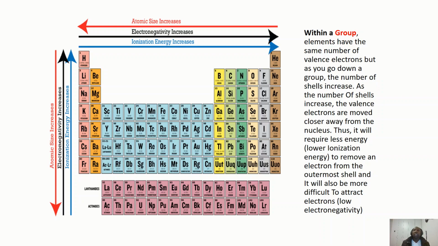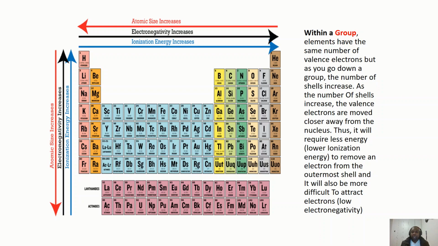But as you go down the group, the number of shells increases. For example, let's take group 1 as an example. If you move from hydrogen, which has just 1 shell, you go to lithium, lithium is going to have 2 shells. If you go to sodium, sodium is going to have 3 shells, and so on and so forth. So as you are going down the group, the number of shells is going to be increasing.